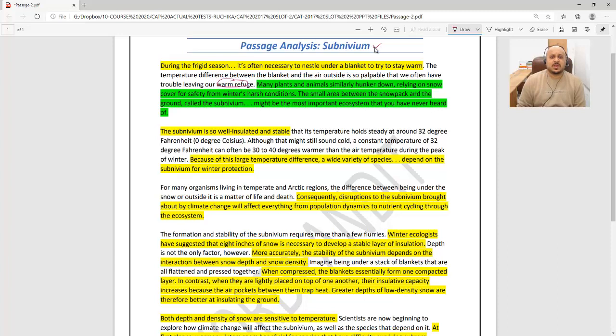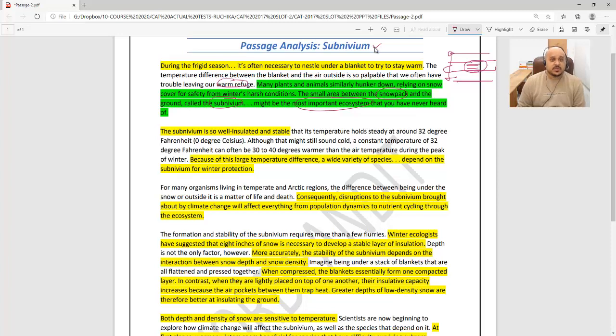Many plants and animals similarly hunker down, relying on snow cover for safety from winter's harsh conditions. The small area between the snowpack and the ground is called the subnivium. So basically this is the ground level and this is all the snow that has fallen on this ground, right? So this area in the middle, this is your subnivium, right? This area which is offering refuge and shelter to animals and plants, right? This might be the most important ecosystem you have never heard of, and to be honest about it, we've actually never really heard about subnivium, right?